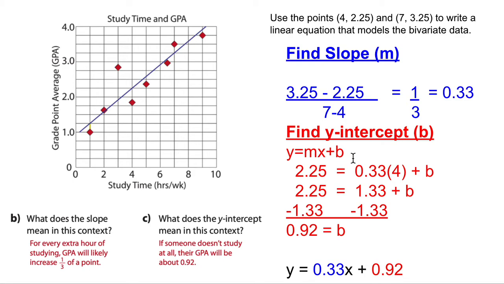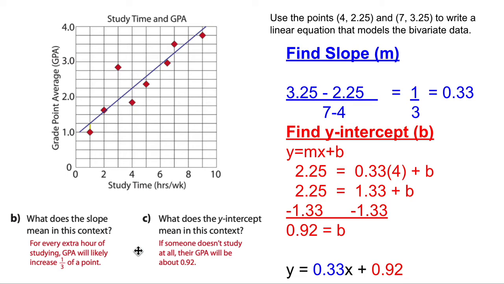So I'm going to use my slope-intercept equation again, plug in my slope, and plug in just this first point here. So my y value from my first point was 2.25, plugged in my slope, and my x value was 4. So when I multiply these two factors, I get 1.33, and I now have a one-step equation to solve. So to be able to get b by itself, I'm going to subtract 1.33 from both sides, and I'm going to find out that my y-intercept, b, is actually 0.92. Using my slope and my y-intercept, I'm going to create my equation, y equals 0.33x plus 0.92.